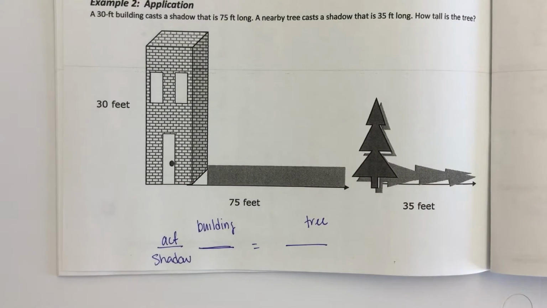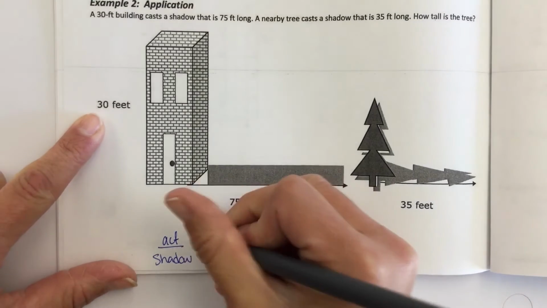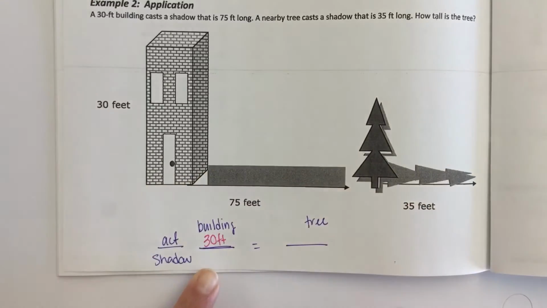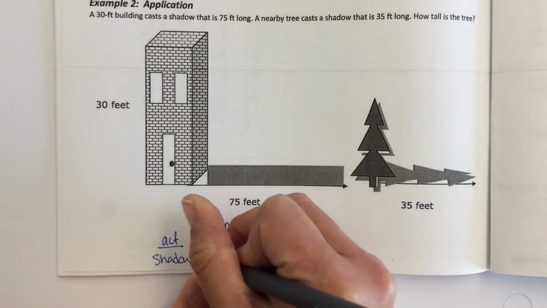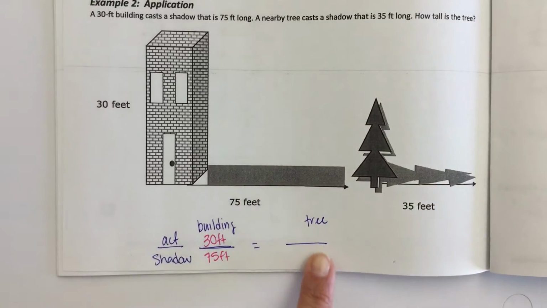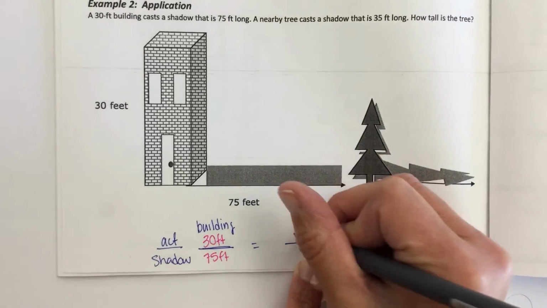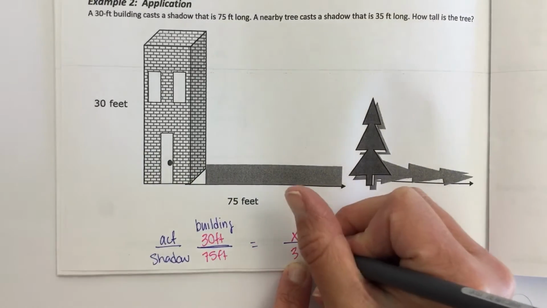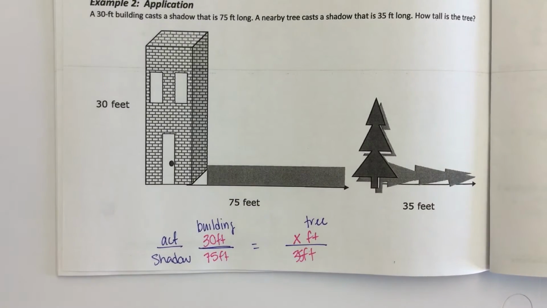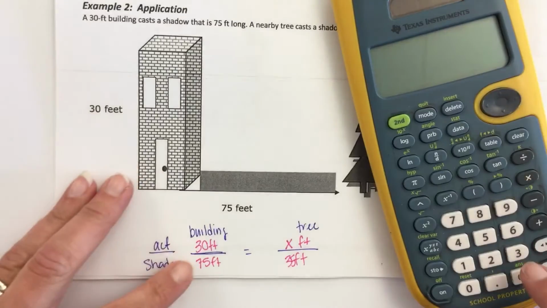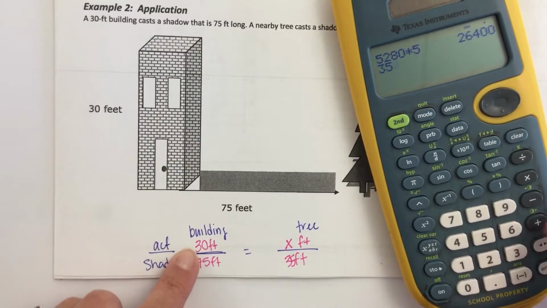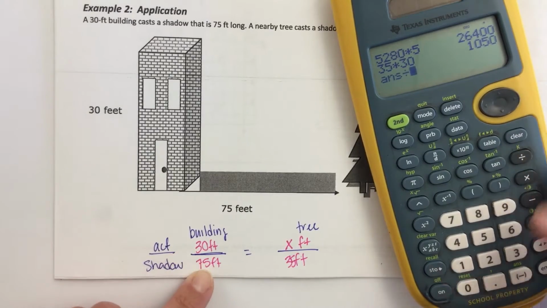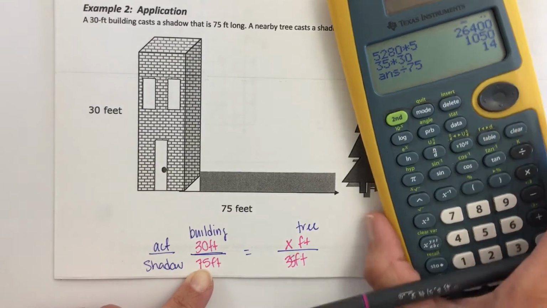And then I kind of do this like fill in the blanks. So what's the actual height of my building? 30 feet. What's the shadow of the building? 75 feet. Do we know the actual height of the tree? No. Do we know the shadow of the tree? Yep. 35 feet. Okay, and then this is where we would do the calculation. And there's my calculator. So I would do 35 times 30 divided by 75. And I get 14.